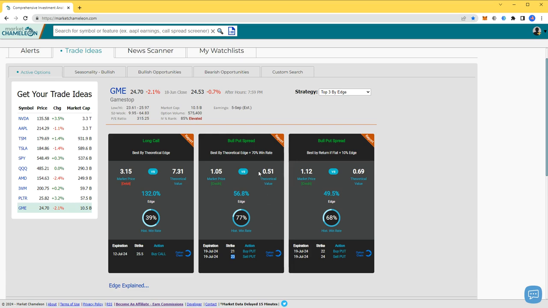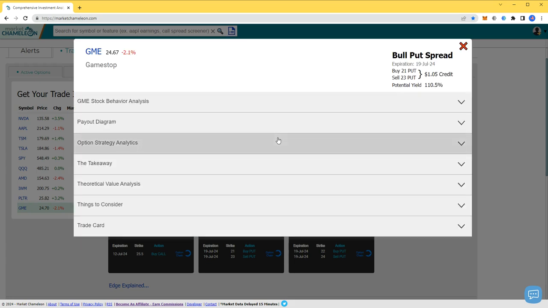And as I said, the beauty is that you're supposed to get $50, you're getting more than double. That's why people sign up to Market Chameleon. You got a 56.8% edge and a 77% historic value that this trade will win and you will make a profit, potentially, based on history. So if you click on the report, let's see what we got. Look at this potential yield, 110.5%. This is pretty good. I'm not gonna lie, pretty good.